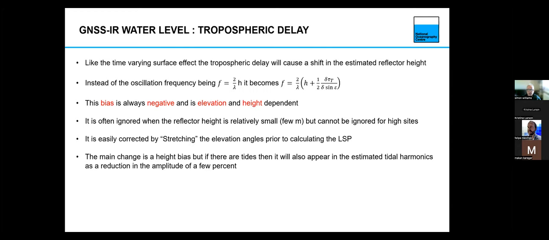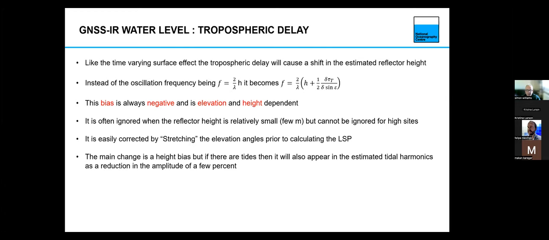So instead of the oscillation frequency being, again, f equals 2h over lambda, it becomes the equation on the right. And this bias is always negative and it's elevation and height dependent. For reflector heights that are relatively small, a few meters, very often people have ignored this, saying that it's small enough to not account for, but it really can't be ignored for high sites. Basically, you can easily correct it by stretching the elevation angles prior to calculating the Lomb-Scargle periodogram. You've effectively put an elevation correction in there.